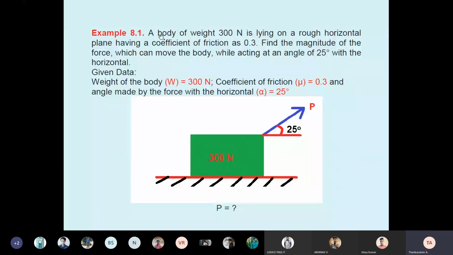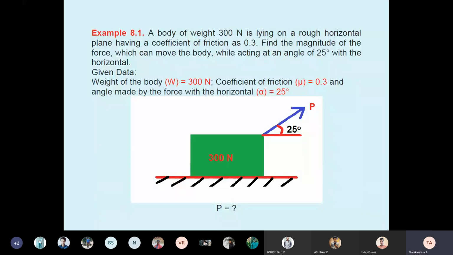See here. A body of weight 300 Newton is lying on a rough horizontal plane. So I marked a rectangular box, 300 Newton, having a coefficient of friction 0.3. That is mu. Coefficient of friction 0.3. Now they asked, find the magnitude of the force. Which force? Applied force.